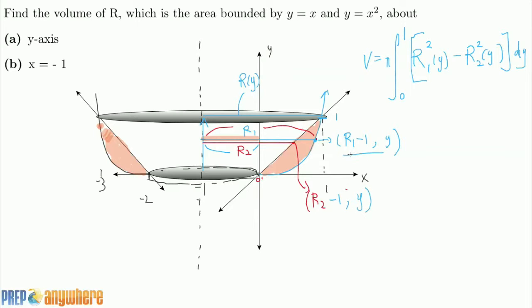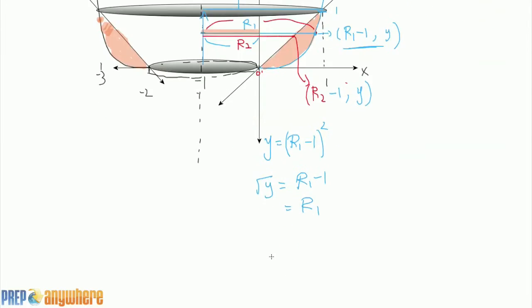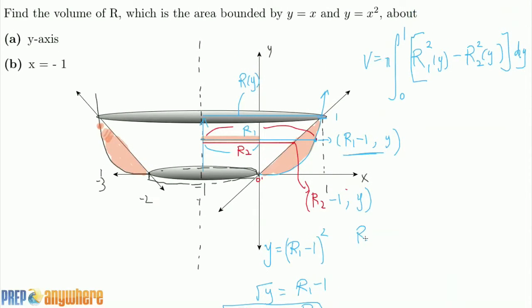So for the parabola, that means R1 minus 1. That's the x value. So y is equal to R1 minus 1 squared, isn't it? So then R1 minus 1 is going to go to square root of y. And R1 is not going to equal square root of y, but square root of y plus 1. That's what happens when you rotate like that, about there. So let's find R2 as well. R2 minus 1. Right, so we're going to use y is equal to x. X is R2 minus 1, y. So R2 is y plus 1.